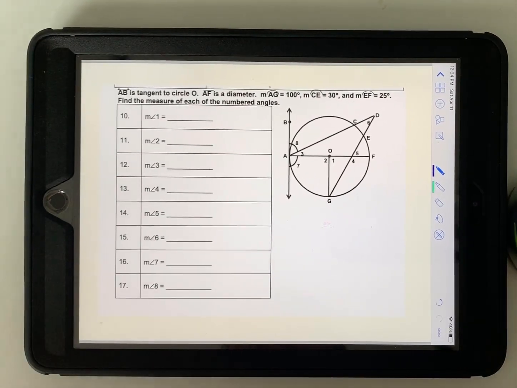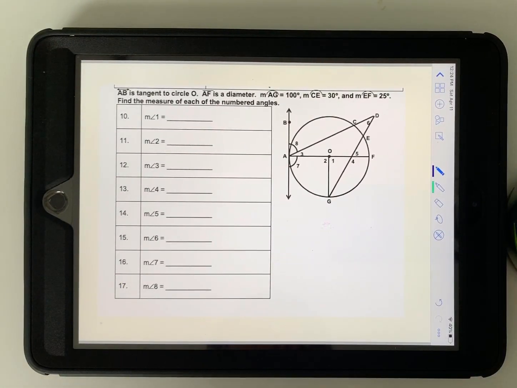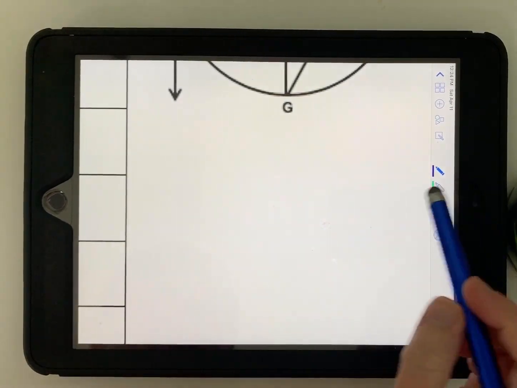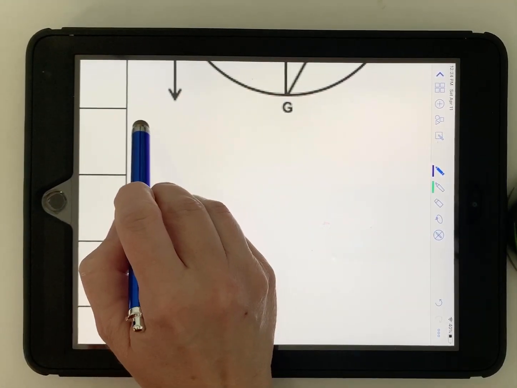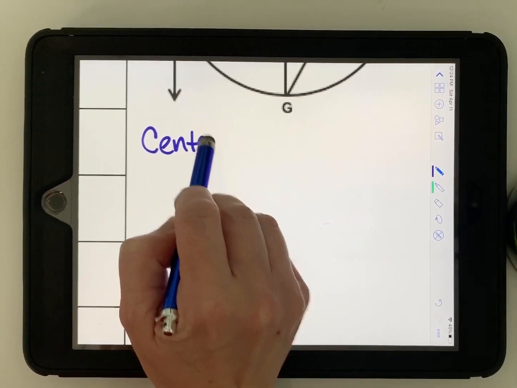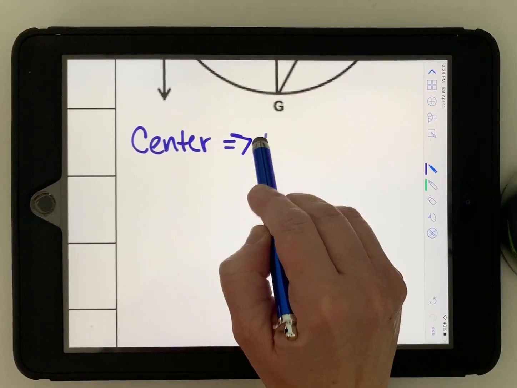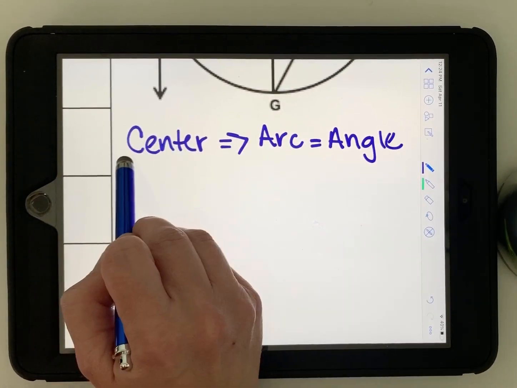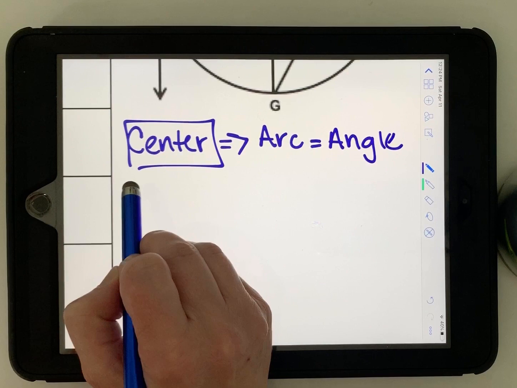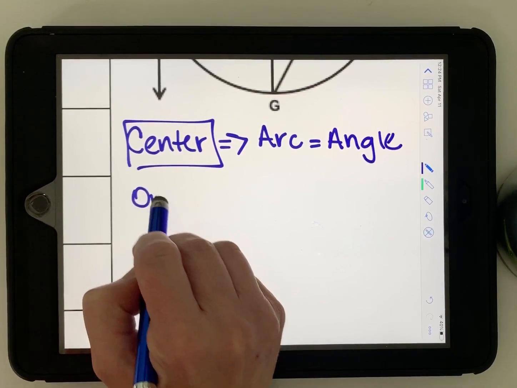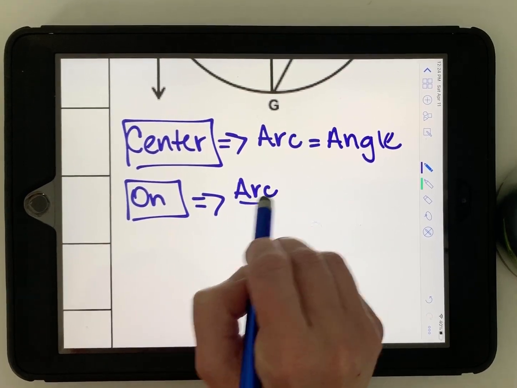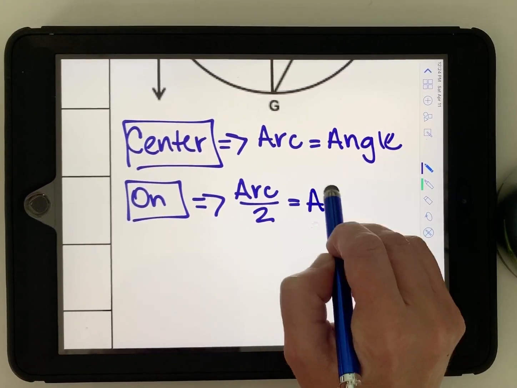Okay, today we're going to spend some time reviewing how to find different angles and circles based upon where their vertex is. So let's write those formulas down first just to review. Remember, if the vertex is in the center, then the formula is that the arc and the angle are congruent. Okay, if your vertex is on the circle, then we take the arc, divide it by 2, and that gives us the measure of the angle.